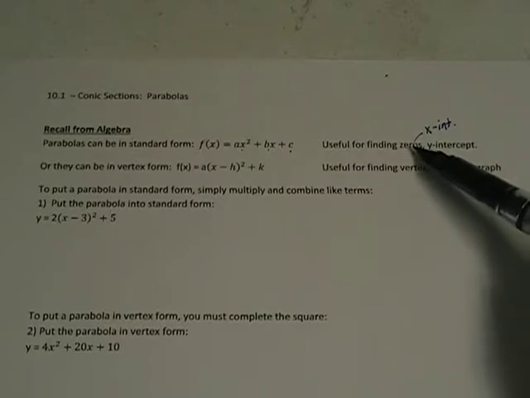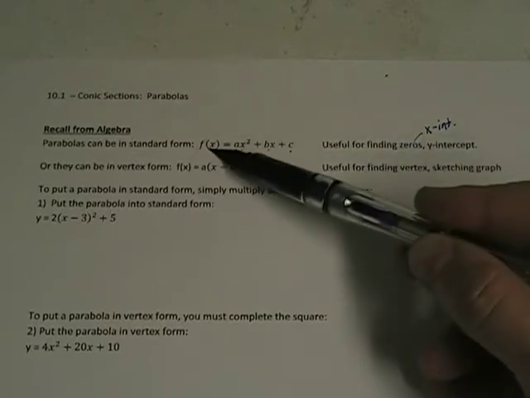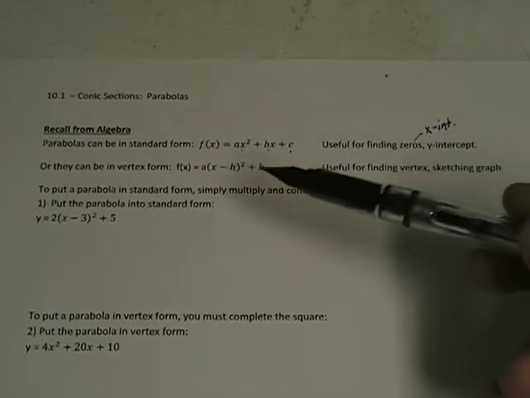So that's how we find them. We set y, or f of x, equal to 0. And we'll do that in a little while. They can also be put in vertex form.